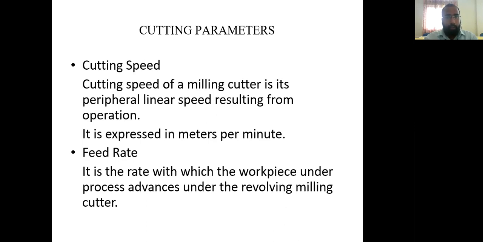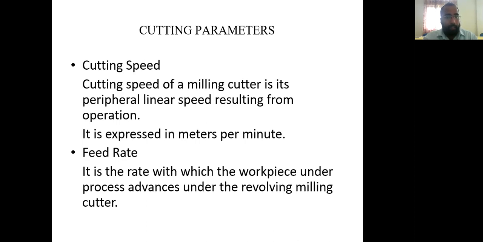Cutting speed of a milling cutter is the peripheral linear speed resulting from the operation. Obviously, the speed with which a cutting tool will perform its operation is called cutting speed, and it is generally expressed in meters per minute. How many meters are cut by the cutting tool in one single minute, that is cutting speed. Usually it is expressed in meters per second.